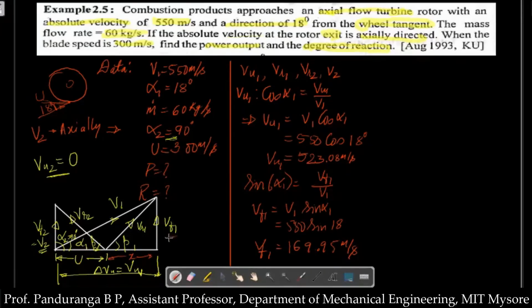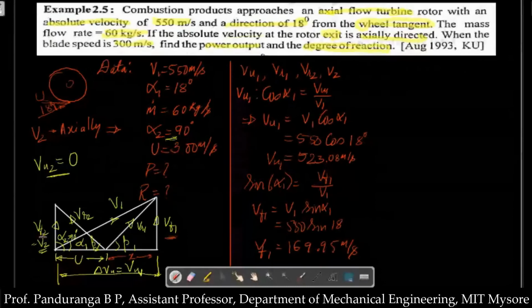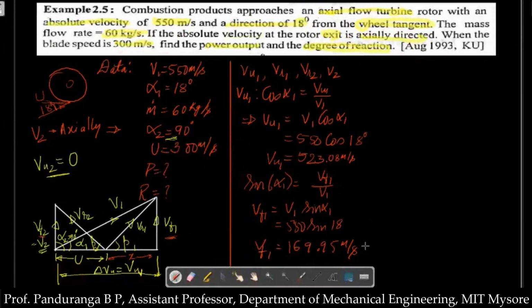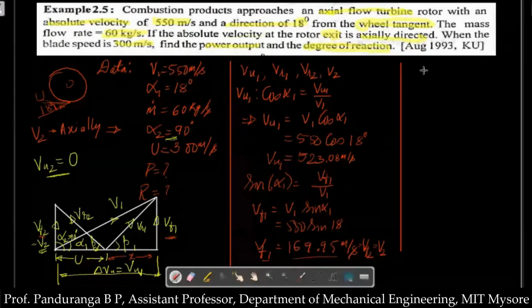If they do not mention any losses when the fluid is flowing through the turbine, then the flow velocity at the inlet and at the outlet should be the same. So Vf1 will be equal to Vf2, and Vf2 is also equal to V2. So V2 is nothing but Vf1, and its value is 169.95 meter per second. If they mention any losses, then Vf1 will not be equal to Vf2, so we cannot use that relation. But here, since they haven't talked about any losses, we can consider Vf1 is equal to Vf2.